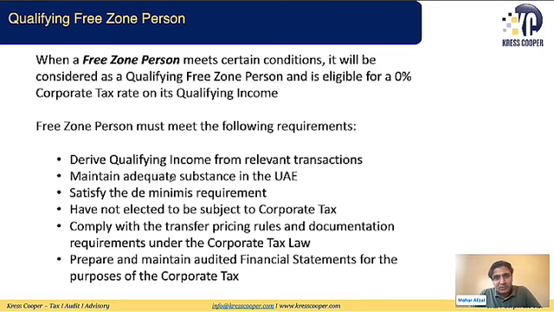These six conditions for a free zone person, this free zone person will be a juridical person. We have already discussed, a natural person sitting in the free zone, doing business in the free zone cannot become a qualifying free zone person. Only a juridical person can become a qualifying free zone person. These are the six conditions for a juridical person to be classified as a qualifying free zone person. These include: earning qualifying income, maintaining adequate substance in the UAE, satisfying the de minimis criteria, complying with the transfer pricing rules and documentation, and preparing the audited financial statements as well.